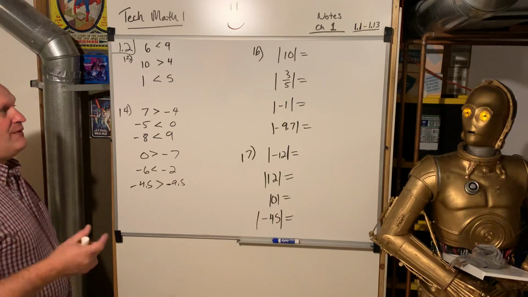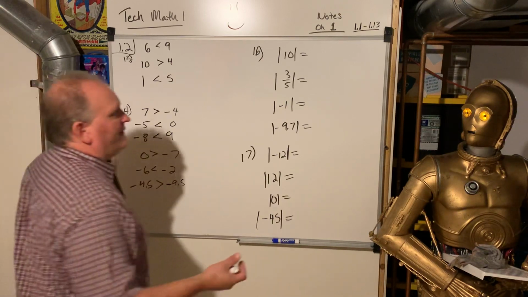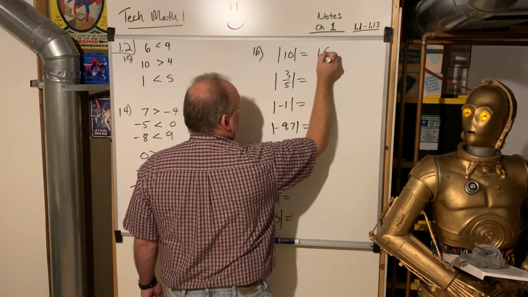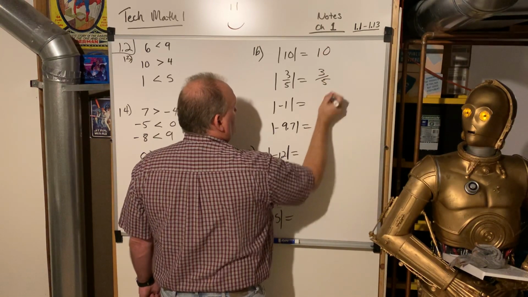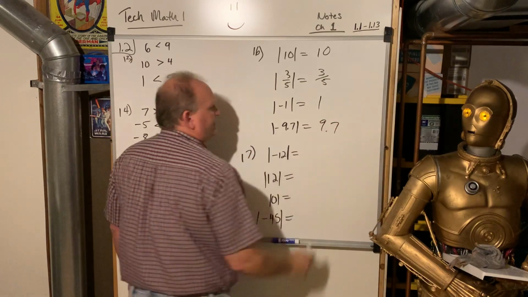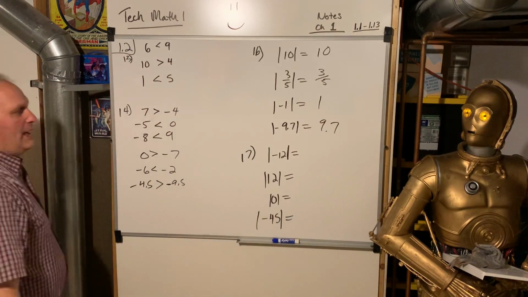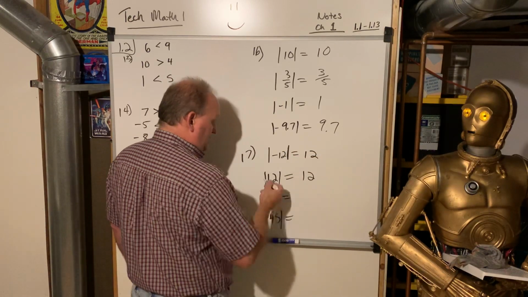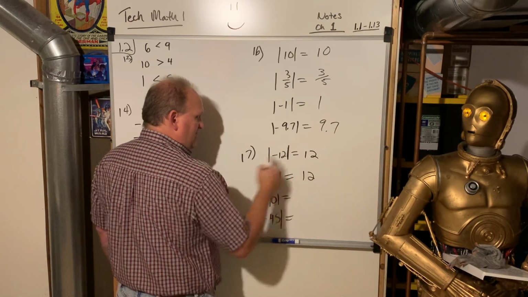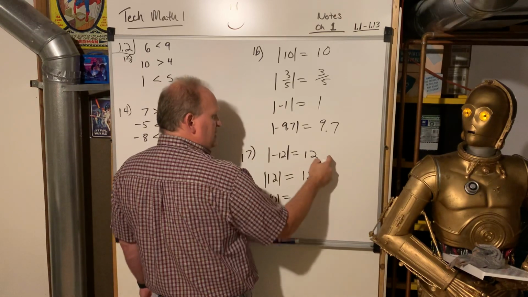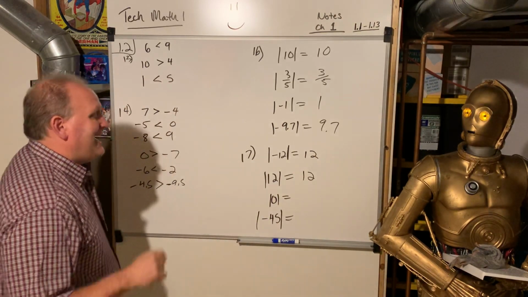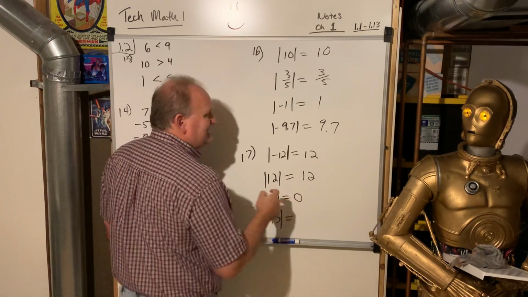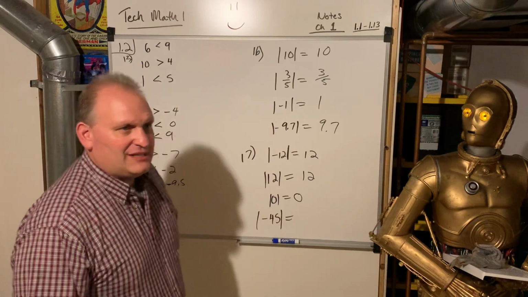Absolute value is just how far from 0. So how far is positive 10 from 0 on the number line? Well, that would be 10 clicks away. 3/5, that would be 3/5. That would be 9.7. How far is negative 12 from 0 on the number line? That would be 12, you know, that's the same distance. Positive and negative 12 are the same distance in different directions from 0 on the number line. The absolute value of 0 is 0. That is the only absolute value that isn't positive. All the rest of them are positive.